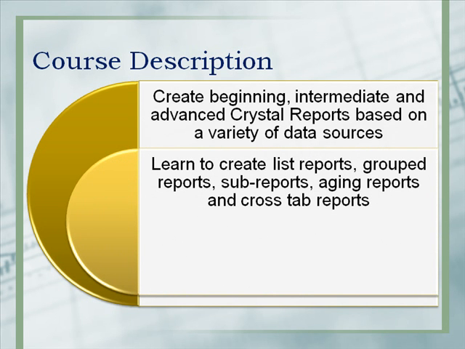Among them, you will learn how to make list reports out of your data, grouped reports out of your data. We'll even combine them together into what are called sub-reports. We'll rearrange information into what are called aging reports to show 30, 60, 90, and more than 90-day durations for your debts. We'll look at crosstab reports, the types of reports that in other software programs are referred to as pivot tables, but Crystal Reports does an even better job of rearranging data in a crosstab report.